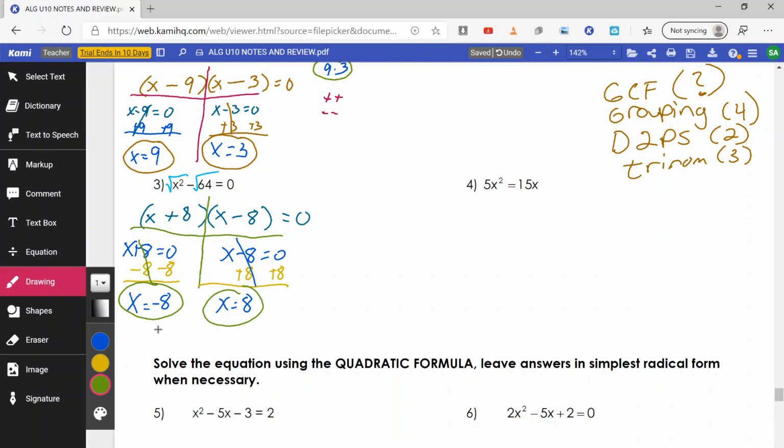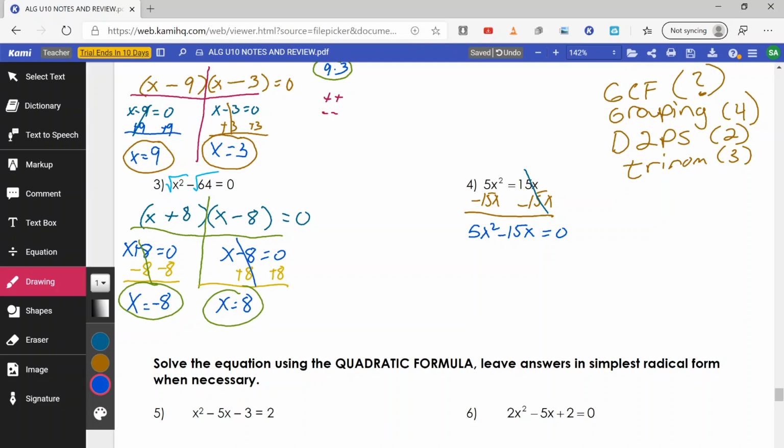Now, number 4, we have 5x squared equals 15x. So what we want to do is make sure that our equation is equal to 0, which in our case is not. So first thing, we will subtract the 15x from both sides. It's the lower of the two exponents, so they'll cancel out. Now, I cannot subtract 15x from 5x squared. Even though they both have x, one has an exponent of 2, and the other only has an exponent of 1. So I cannot combine them, but I will put them in order: 5x squared minus 15x equals 0.